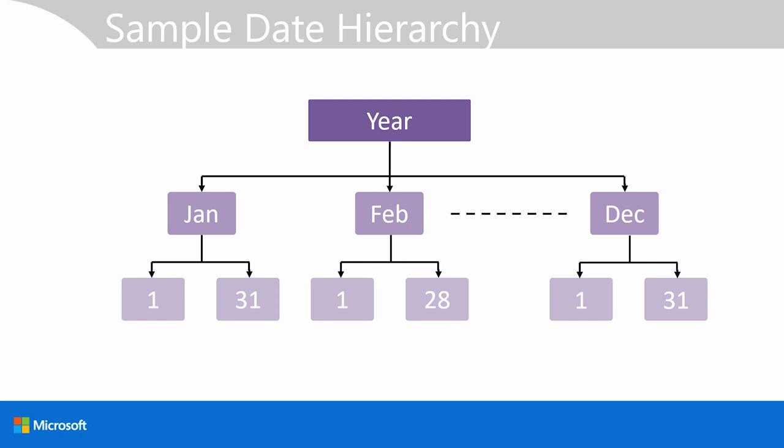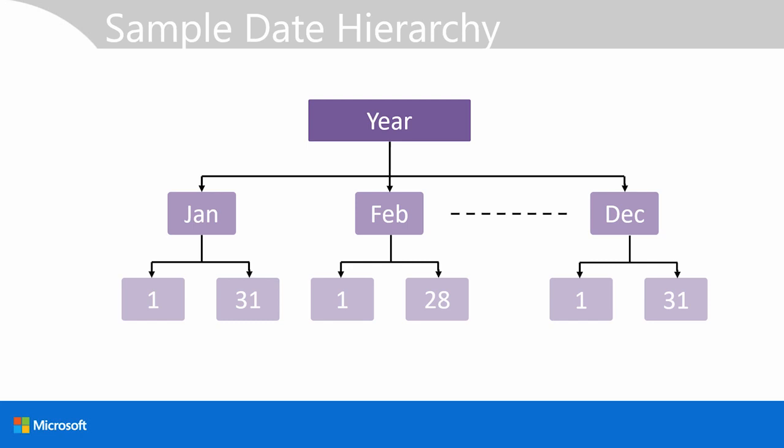One other thing we can say about the date hierarchy is that this is often referred to as a natural hierarchy, because most people aren't going to argue that January 1st does not roll up into January, and January 1st of 2021 does not roll into years. So this is a natural hierarchy.